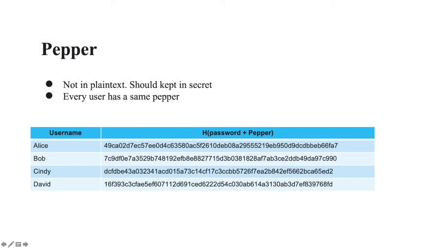Pepper is another way to decrease the risk of rainbow table attack, but the use of pepper is controversial and its implementations are highly disputed. Normally there is only one pepper in the system, and it should be kept secret. Similar to salt, it is also added to the password before hashing.